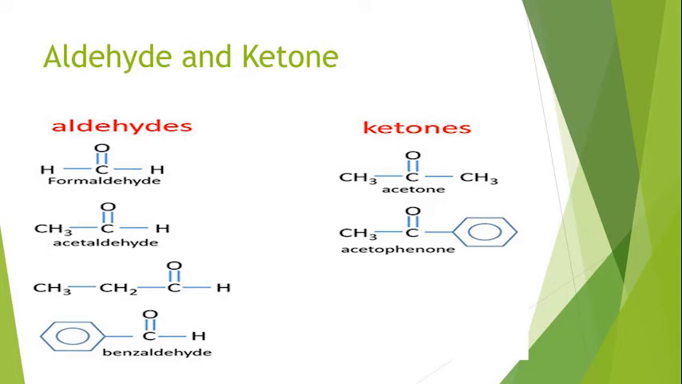and in second case you can see that both the valencies of carbonyl group are satisfied by one alkyl group and the other one is aromatic ring. So it is called acetophenone.